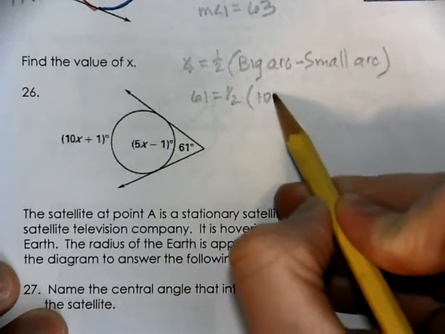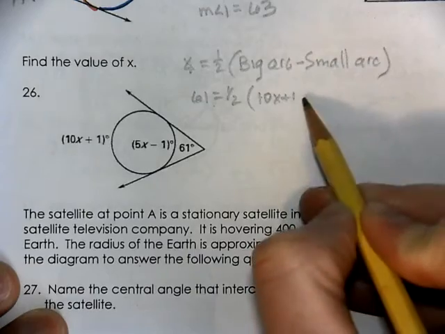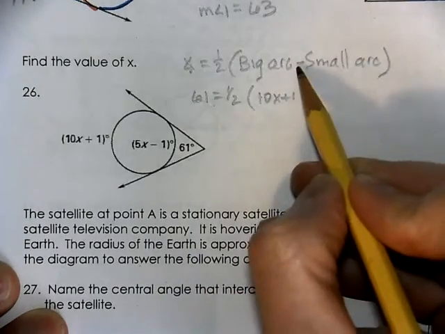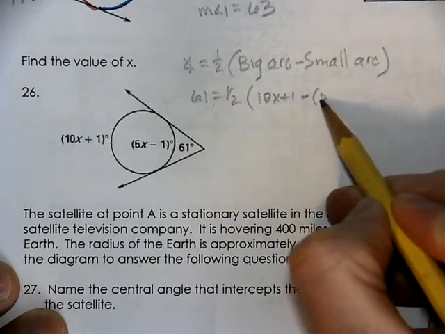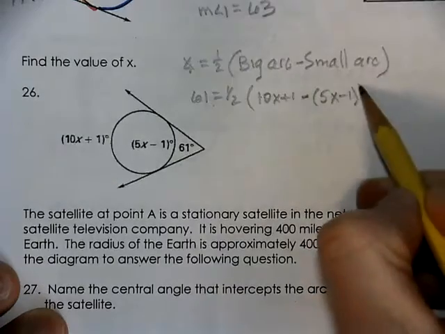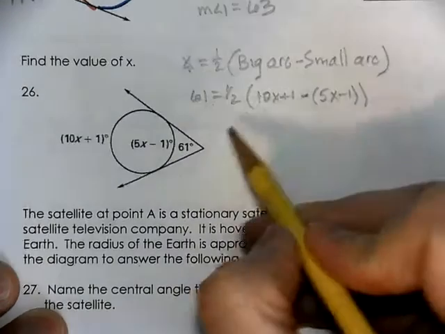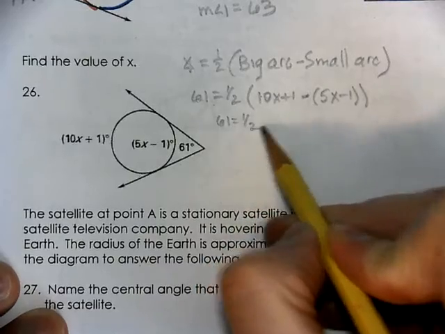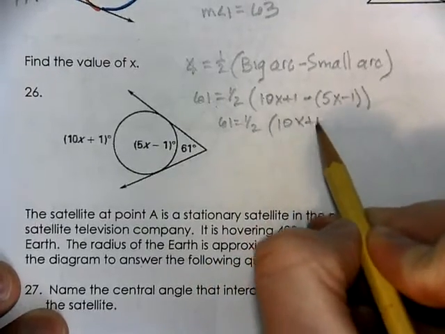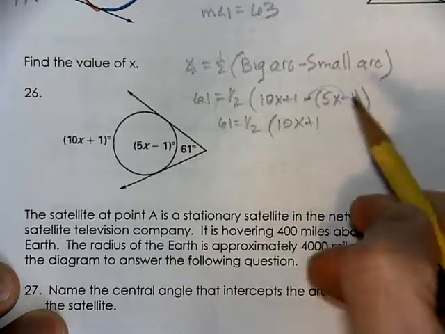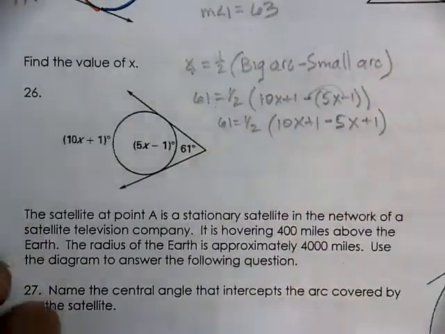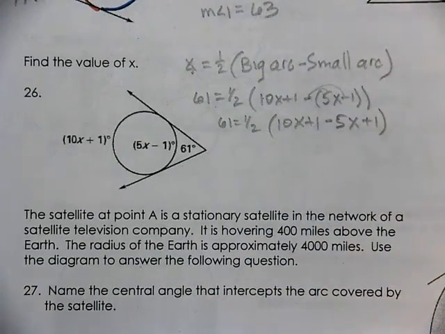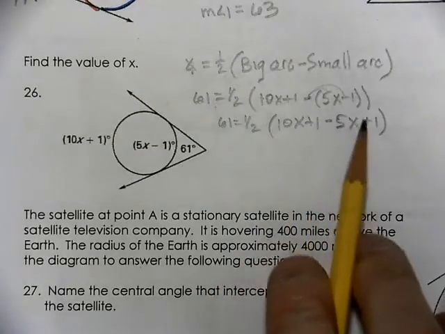The big arc is 10x plus 1 minus the small arc. Now when you do minus the small arc, you need to be sure to put that in parentheses. So really it's 61 equals half of 10x plus 1 minus the 5x but plus the 1. When you distribute that negative through, you've got to say minus 5x, but you also got to say a negative and a negative make a positive.